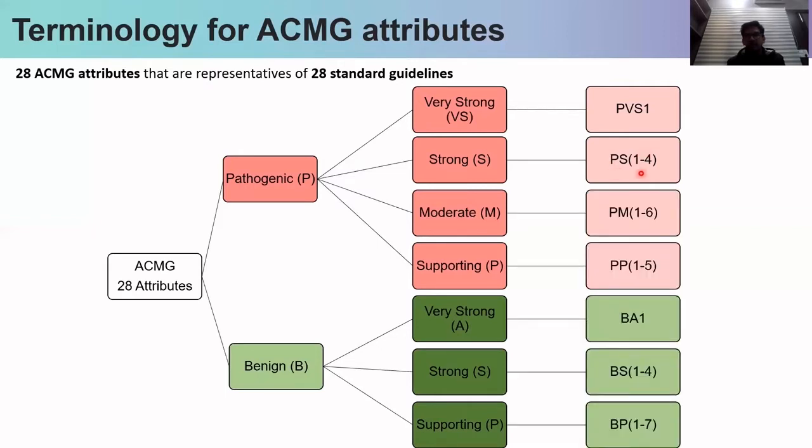Similarly, for the moderate, there are 6 guidelines, so it will be from PM1 to PM6. And for supporting, there are 5 guidelines, from PP1 to PP5. In this way, the different guidelines and attributes have been named.